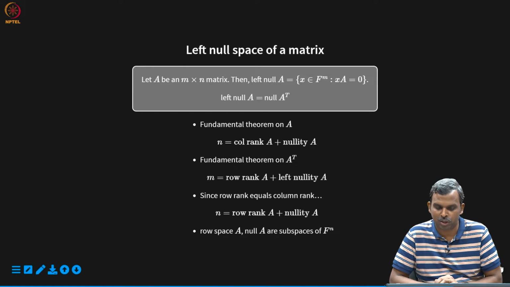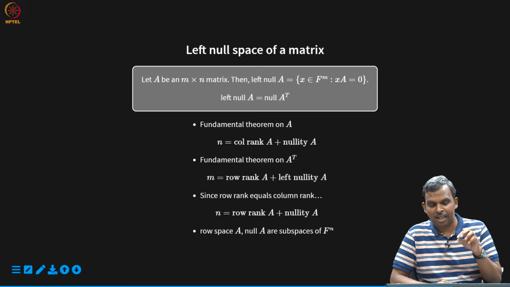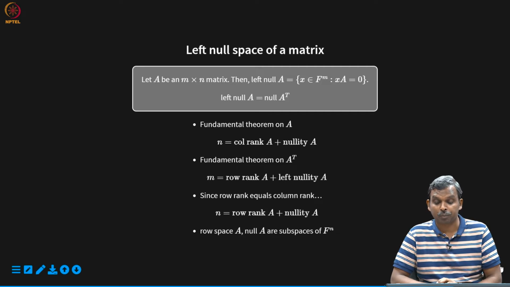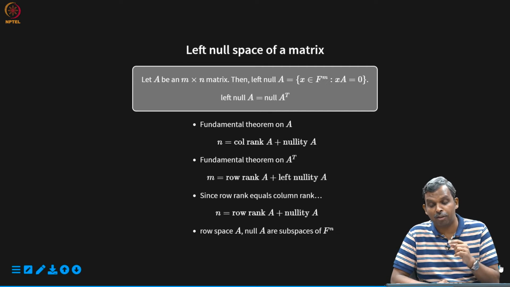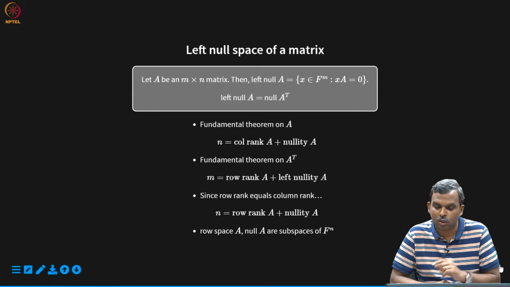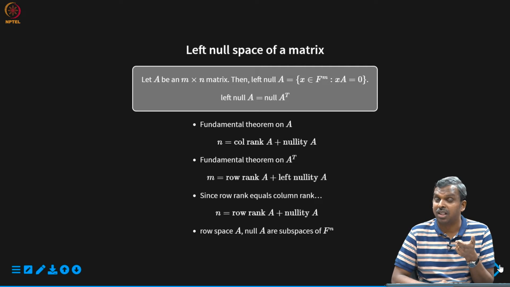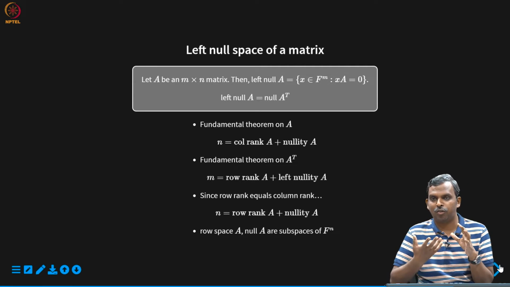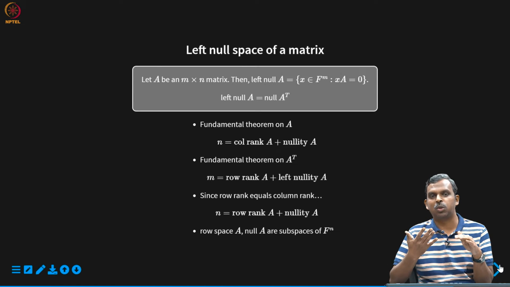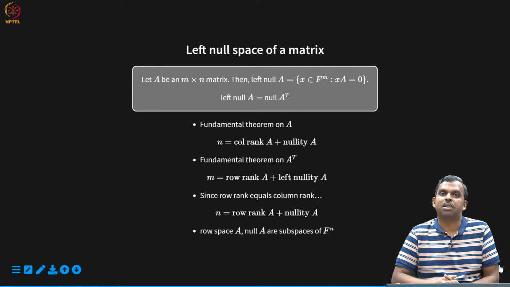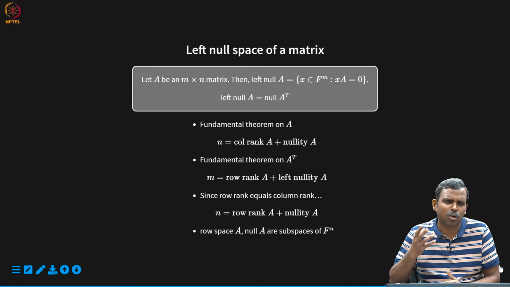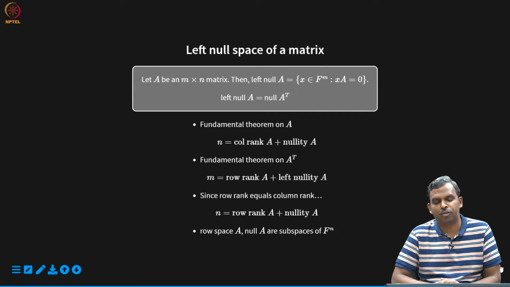Okay, so if you have an m cross n matrix, one can define the left null space as the set of all vectors in F power m such that xA equals 0. Okay, so that's called the left null of A, and it's also the null of A transpose, right? So if you think of A transpose where the columns become the rows, this left null space of A becomes the actual null space of A transpose. So it's sort of meaningful to talk about the left null also.